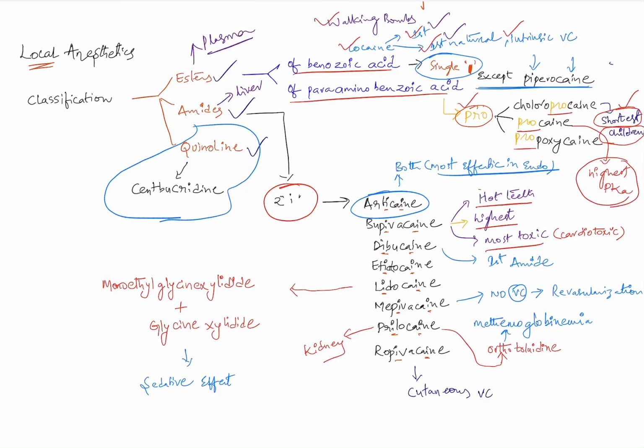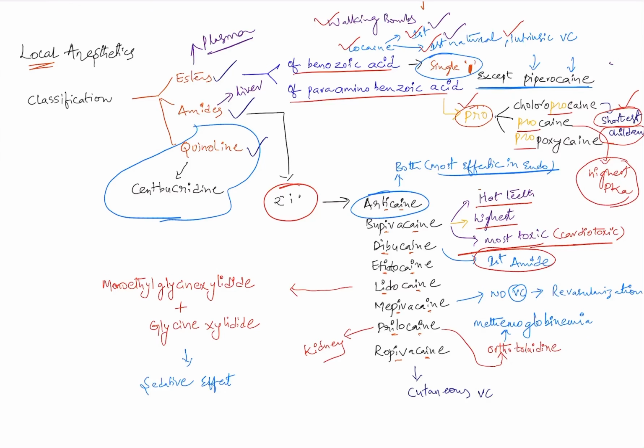Once it was given as cardiotoxic. Cardiotoxicity is more with bupivacaine. The most toxic LA is bupivacaine. The LA which has the maximum duration of action, the LA which has the maximum half-life, all these answers are bupivacaine. The LA of choice in the case of a hot tooth is again bupivacaine. But make a note, according to chronological order, the first amide to be discovered is dibucaine. Okay, the first amide to be discovered is dibucaine.